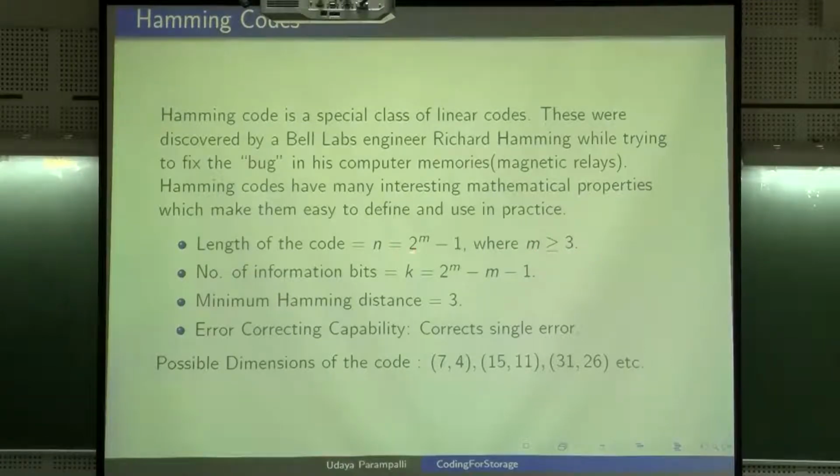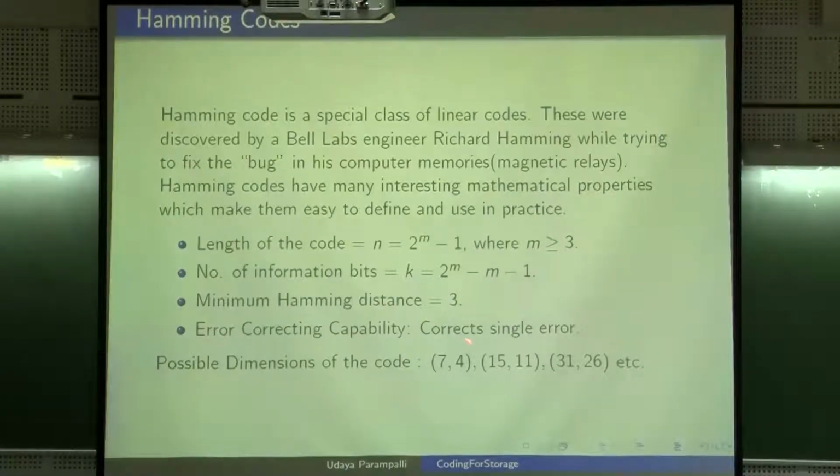So when m is equal to 3, n is 7, and that is the first Hamming code that everybody is familiar with. The number of information bits it can carry is always 2 to the power of m minus m minus 1. So in the first case, when m is equal to 3, it is 4, and the minimum Hamming distance for all those codes is 3.